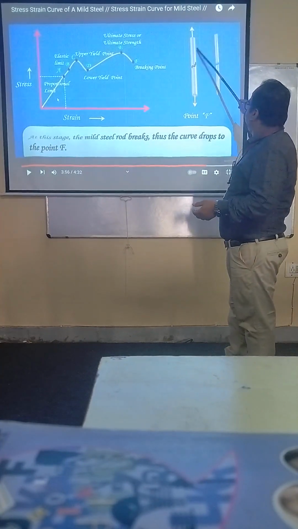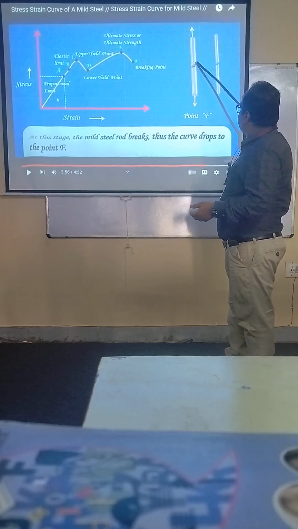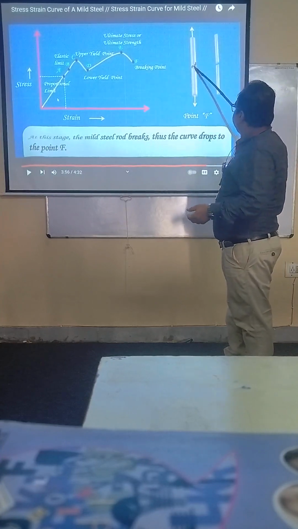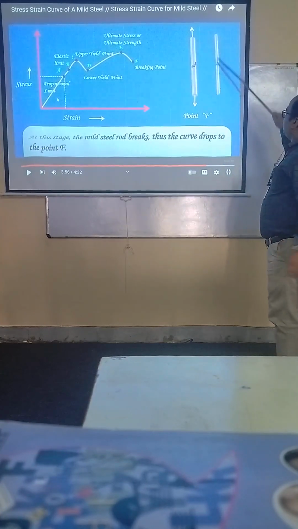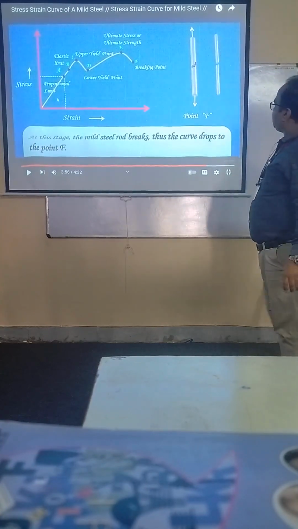Now this one is the specimen. You can see this is the fracture. At point F, the breaking takes place. The material is divided into two parts, that is, two pieces.